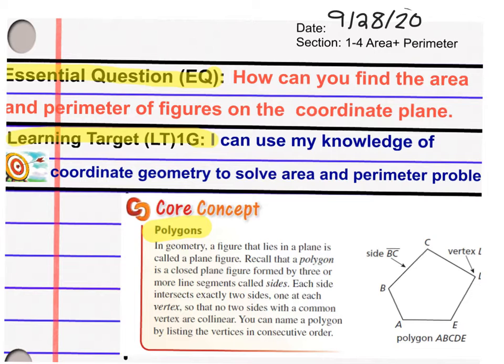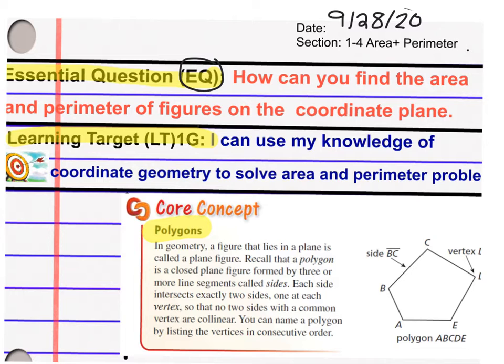So please make sure you're writing and highlighting essential question or just EQ, and you're writing in the question, how can you find the area and perimeter of figures on the coordinate plane? So you probably have studied area and perimeter in the past. We'll now be looking at polygons on the coordinate plane. We'll do some simpler ones, some more complicated.